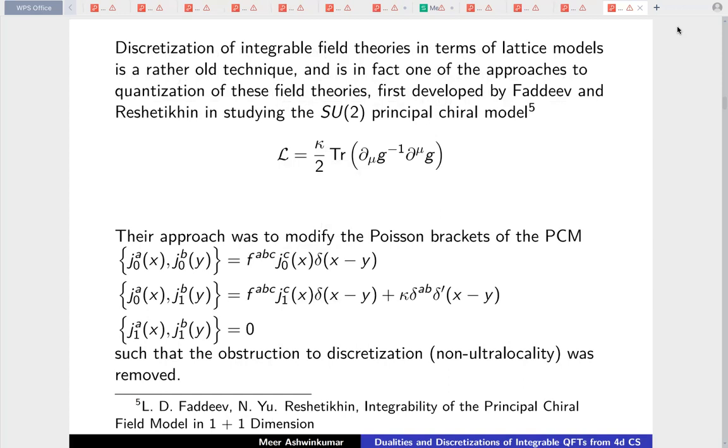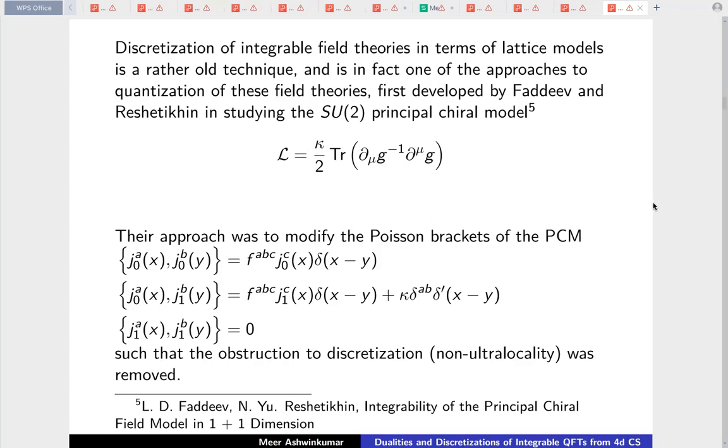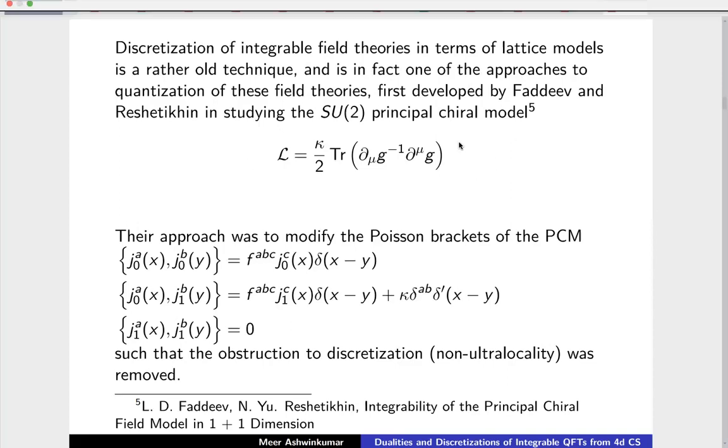So the discretization of integrable field theories, which is a byproduct of this study of the discretization of the surface defects in Chern-Simons theory, is a rather old technique. It's been studied for some time. It was studied by Faddeev and Reshetikhin, for example, and some other people like Destri and De Vega. So the aim is really to relate these integrable field theories with integrable lattice models. For example, Faddeev and Reshetikhin were really interested in studying this SU(2) principal chiral model, which has this Lagrangian over here.